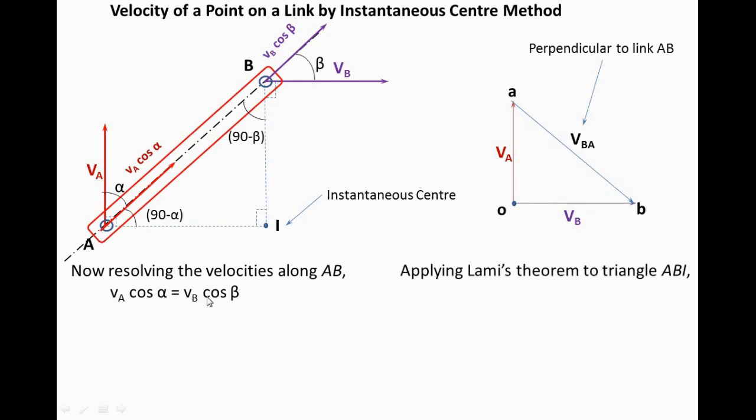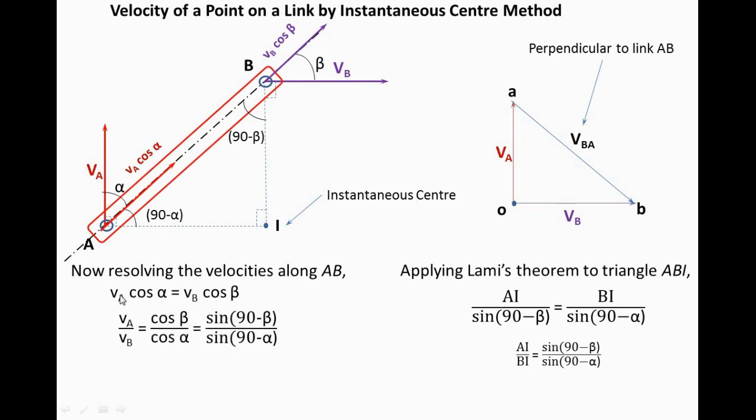Again, let us consider triangle ABI. In triangle ABI, I am going to apply Lami's theorem. AI, the instantaneous radius, divided by the sine of the opposite angle, sine of 90 minus beta, equals BI upon sine of 90 minus alpha, because that is the opposite angle of BI. So this is according to Lami's theorem. So AI upon BI is equal to sine of 90 minus beta divided by sine of 90 minus alpha. Here we have found the values of AI, the instantaneous radius, and BI, the instantaneous radius for the velocity vector VB.